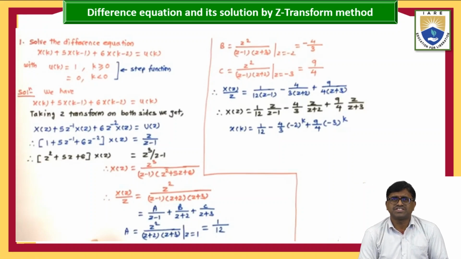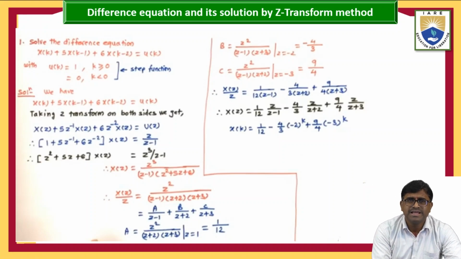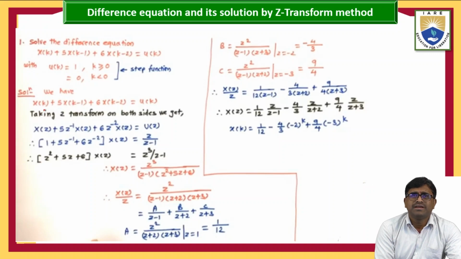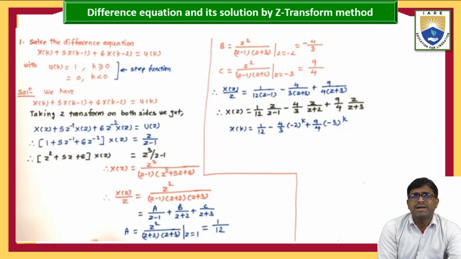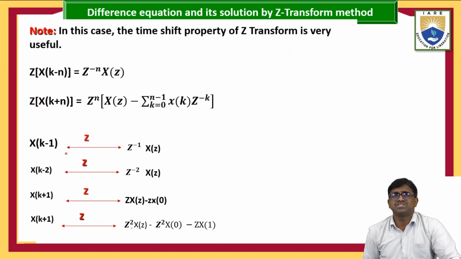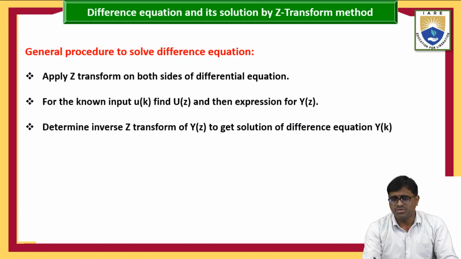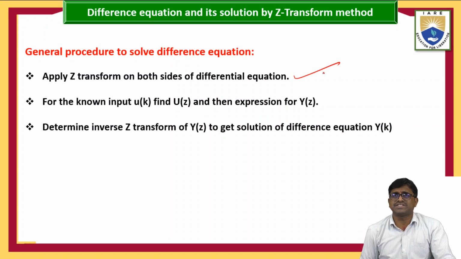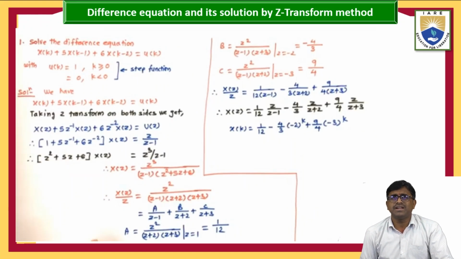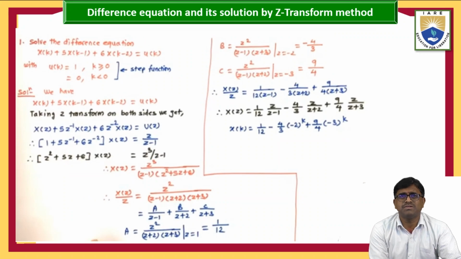For that, first of all, the given function is x of k plus 5 into x of k minus 1 plus 6 into x of k minus 2 equal to u of k. Okay, so this is your first step. What is that? First apply z transform on both sides of the differential equation. Now I am going to apply the z transform on both sides.